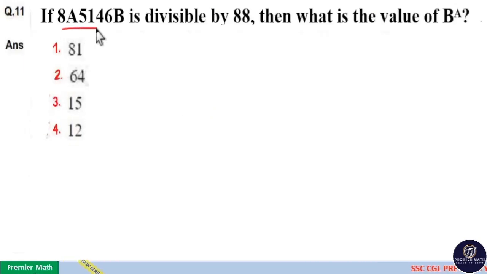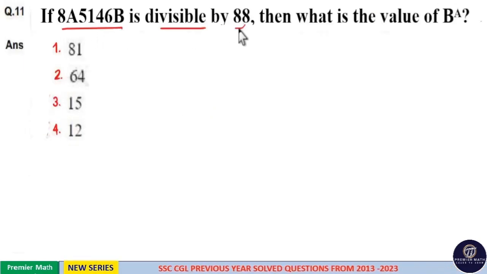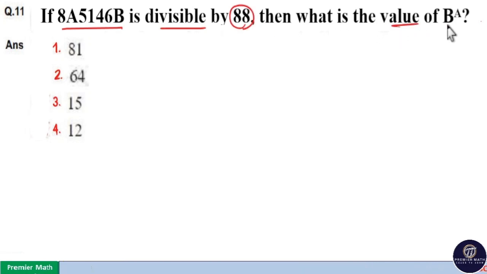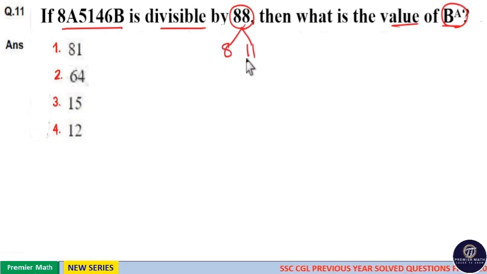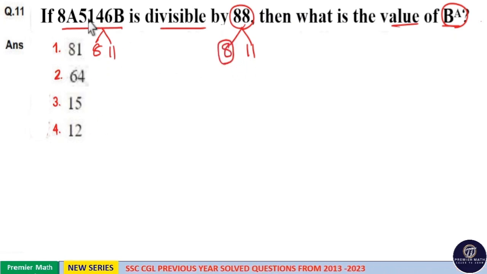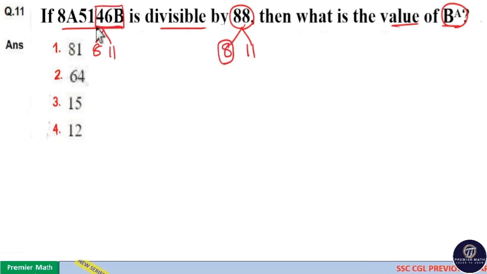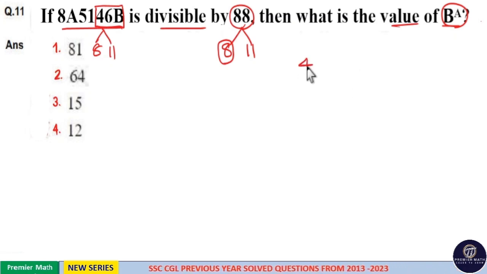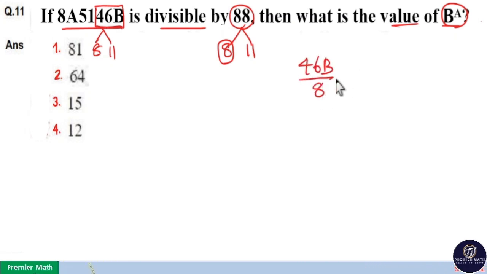If 85146b is divisible by 88, then what is the value of b raised to a? When a number is divisible by 88, it should be divisible by both 8 and 11. That is, this number should be divisible by both 8 and 11. Now, when a number is divisible by 8, its last 3 digits should be divisible by 8. That is, here 46b should be divisible by 8.